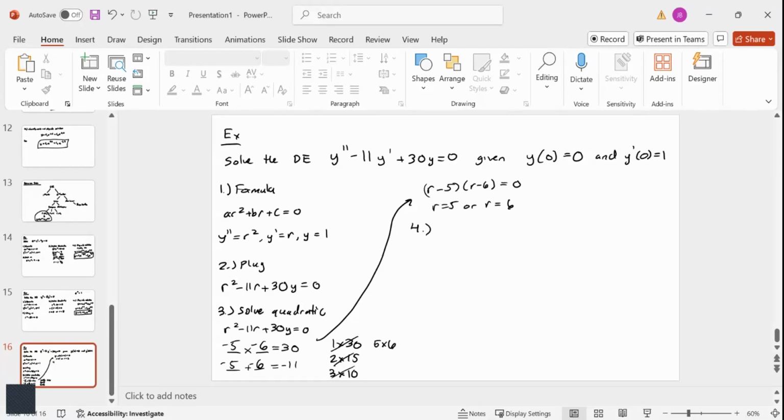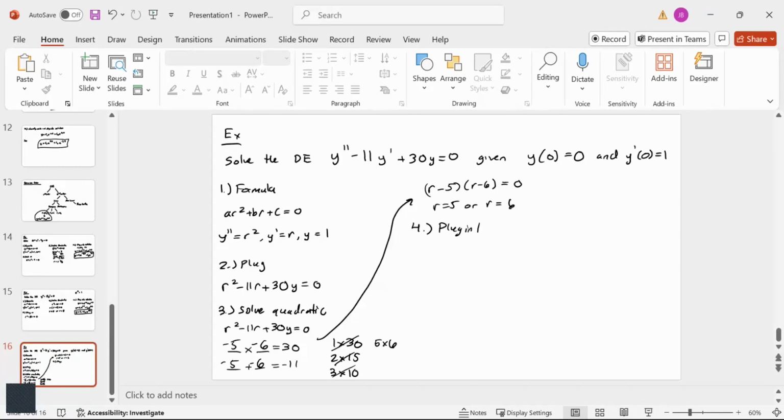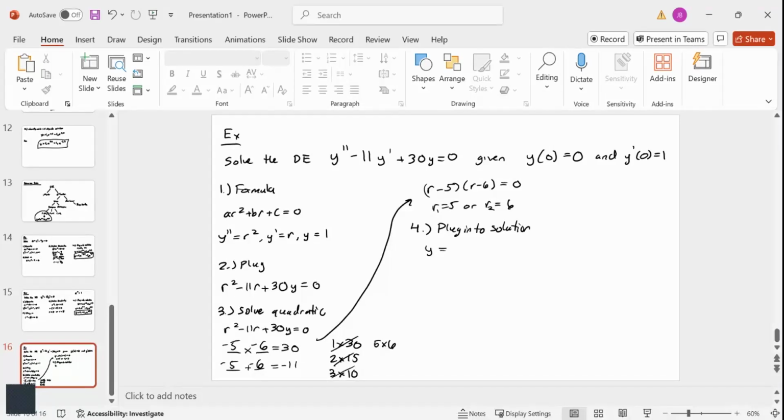Step 4 is to plug into the solution. It doesn't matter which one you call R1 and R2, you get the same answer. So y, not y1, we're not there yet. Y is equal to C1 e to the R1t plus C2 e to the R2t. So then y is equal to C1 e to the 5t plus C2 e to the 6t. There you go. We call this the general solution, and we'll talk more about that in 3.2, but this is the general solution.